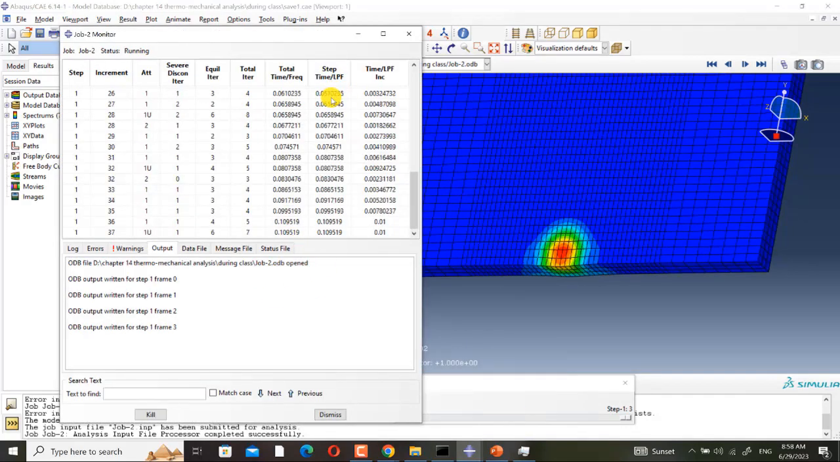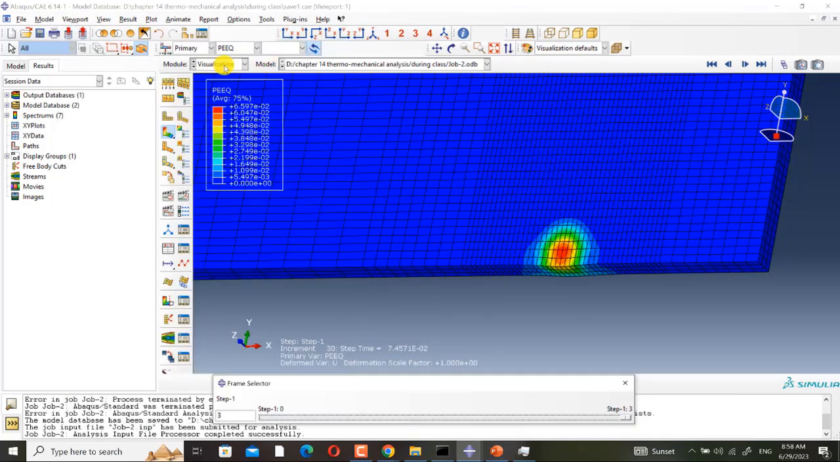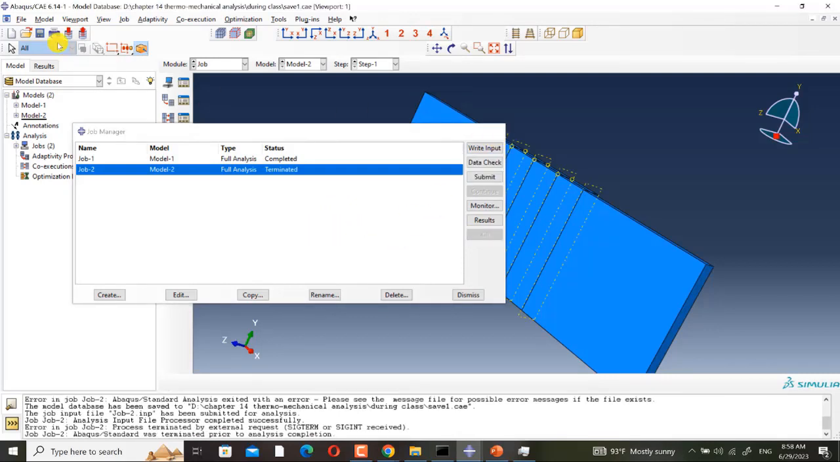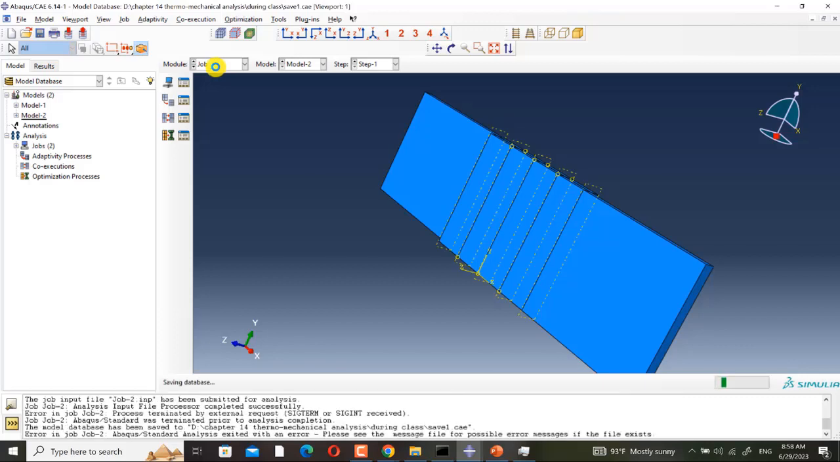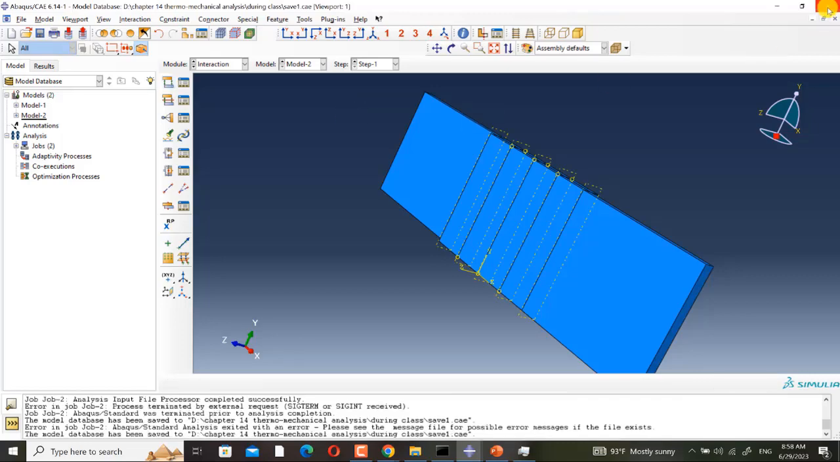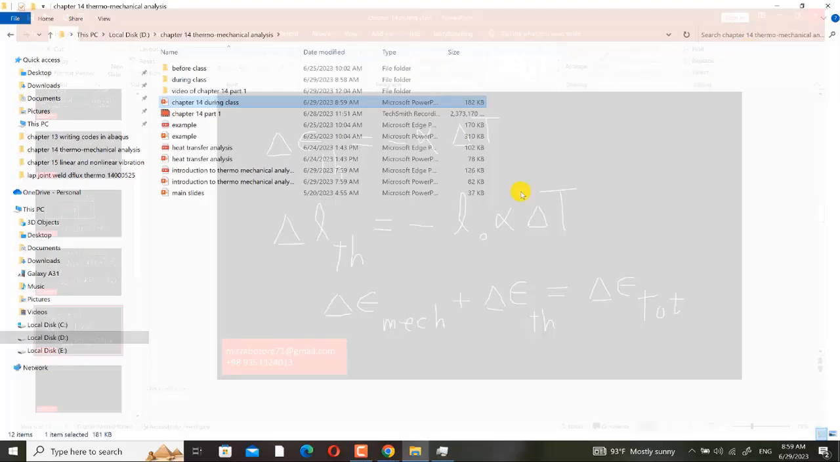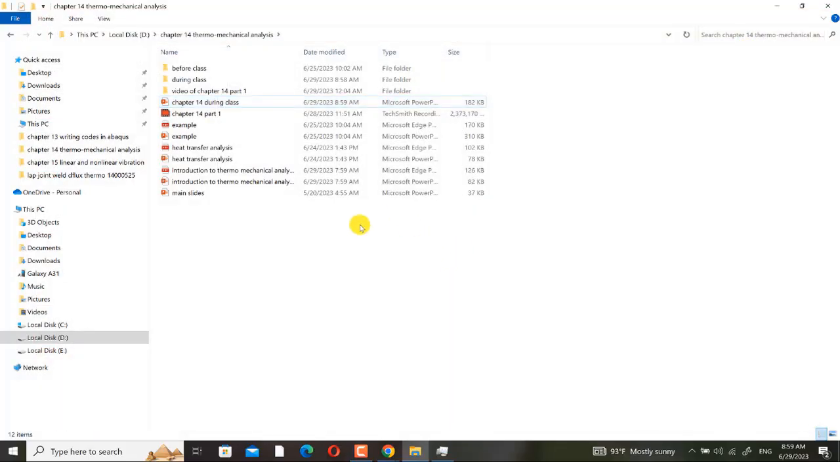Okay, I kill this simulation, and in the next session I will show you the final result, and also I will discuss it. So I kill it, I save these models, and I run it after the class to see what will happen. Okay, so now we go to the next chapter, which is the vibration analysis.